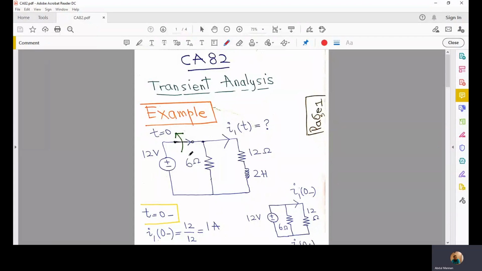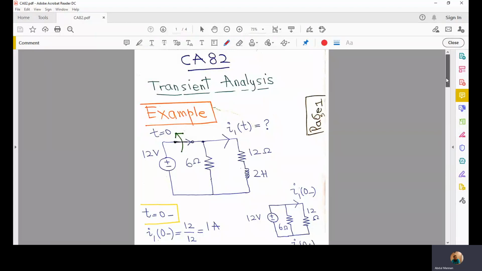Right. So when the switch remained closed for a very long period of time, this inductor in steady state would be replaced with a short circuit, because we have studied that the current through an inductor cannot change suddenly. It doesn't allow sudden or quick changes of current through it. But once it is exposed to a voltage source that causes current flow through it, and once steady state is achieved, it is replaced with a short circuit.